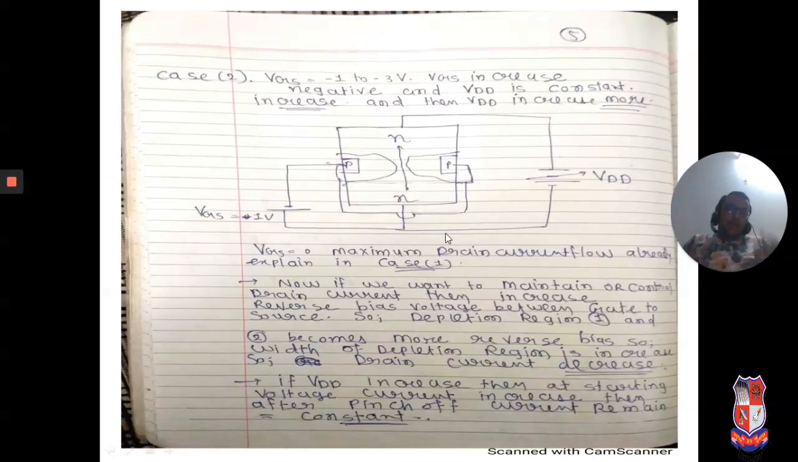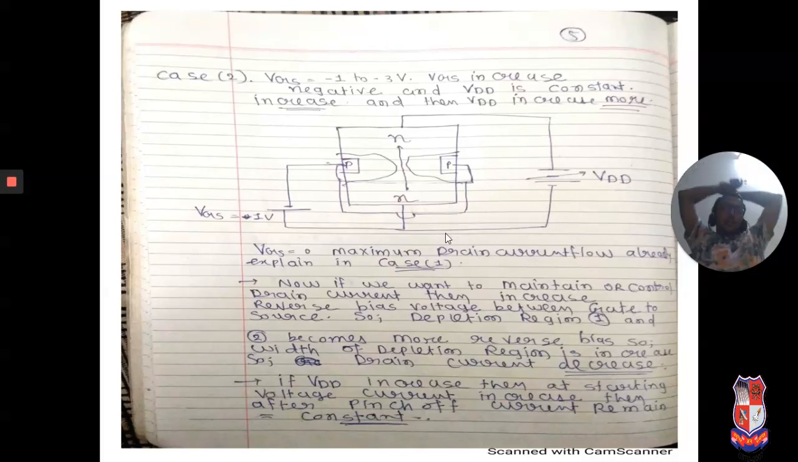So it can act as a voltage variable resistance, delta VDS upon delta ID. So it is known as VVR, voltage variable resistance. In the ohmic region it can act as an on switch, and in the saturation region it can act as an amplifier. Now, what is the meaning of characteristics?